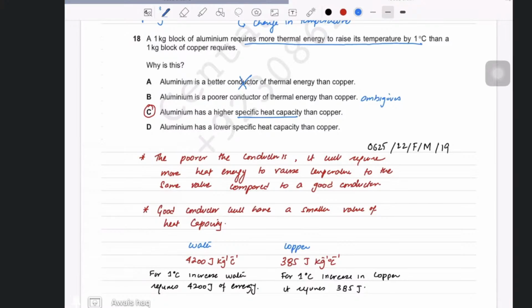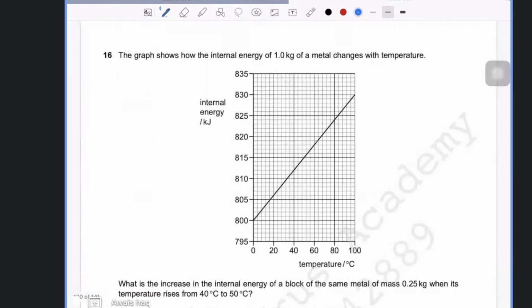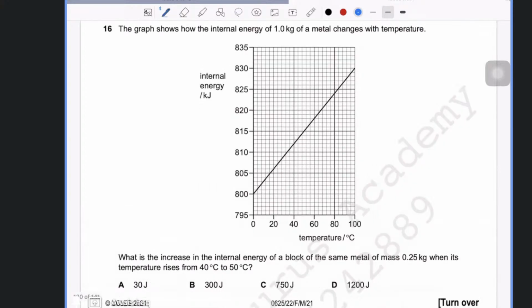Yes, sir. So always when you answer this, you always give the answer in terms of the concept they're asking. Do not select an ambiguous answer. Then we're gonna go towards this one, and then talk about this graph.